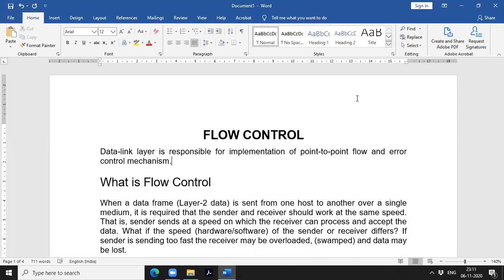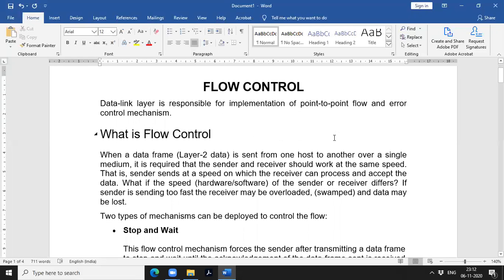So today we will learn about what flow control is, how data is controlled between the sender and receiver, and what the types of flow control are, right? Flow control works at the second layer, the data link layer, which is mainly responsible for point to point flow of data and controlling the mechanism. All right, so let us see what flow control is.